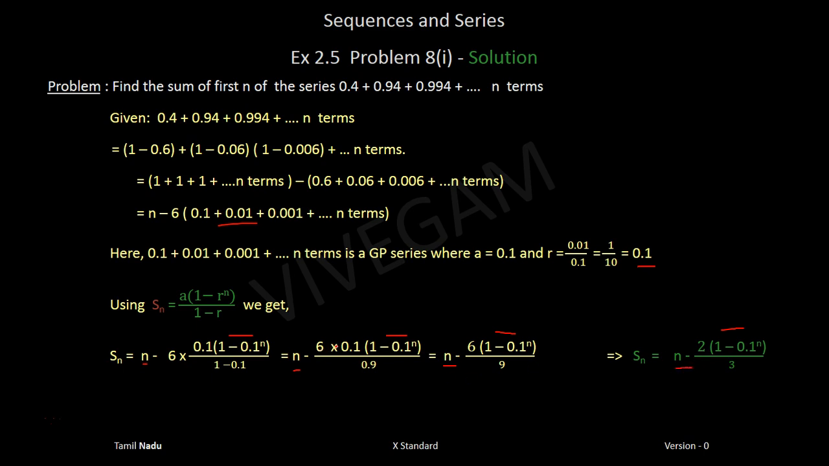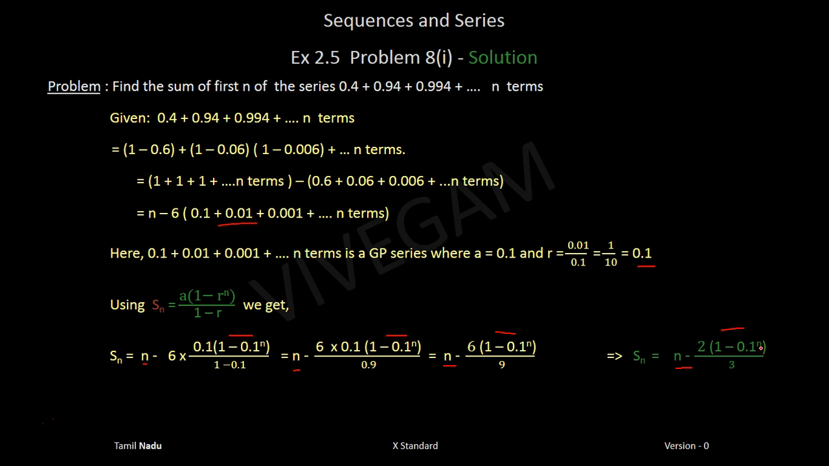So now you see 6 into 0.1 by 0.9. 0.1 will go here 9 times, or you multiply it by 10. So this will become 1 by 9. 6 into 1 is 6 and this is 9. And this 3 will go 2 times, 3 will go 3 times. So it will become 2 by 3. So the expression will be n, which remains constant throughout from here, and this expression remains constant, and all other numbers get reduced to 2 by 3. So the sum of the n terms is n minus 2 into 1 minus 0.1 to the power of n divided by 3.